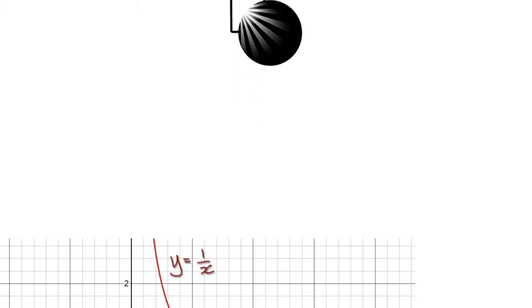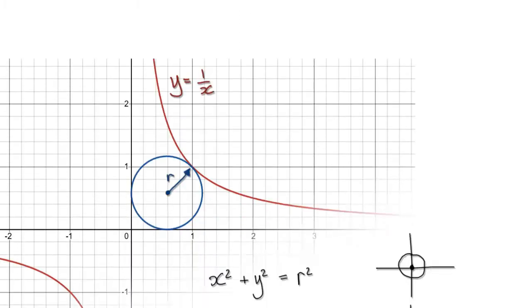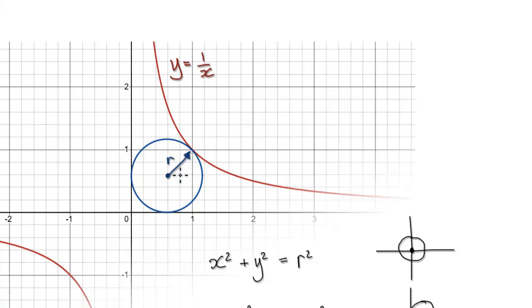In the previous video I gave you 1 over x and asked you to find the radius r. So in this video I'm going to show you how to solve the same problem but from a different perspective. So let's start out with a circle.